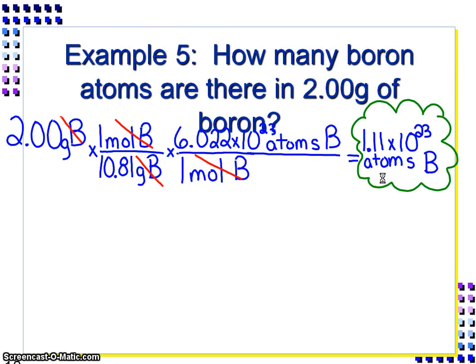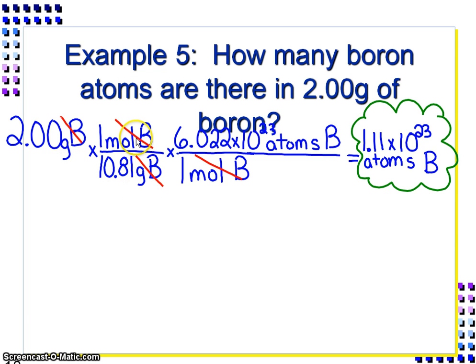Now, we can string together some conversion factors, and that's what we're going to do here. There's no way to go directly between grams and particles, so that doesn't work. But we did learn that we could change grams into moles, and then we could change moles into particles. So to start with, we're going to take the number and the unit that's part of the question, 2.00 grams.